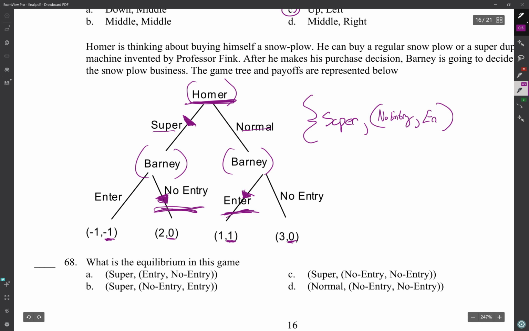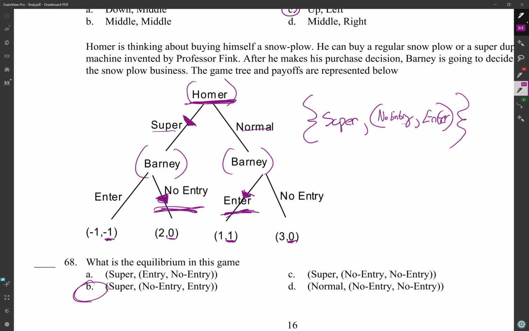and enter. So let's see if we can find an answer that says super, no entry, comma, enter. Super, no entry, that's not right. Super, no entry, entry. So that's going to be our choice here. So that's really it. If you can do any of those things, then that's really all the types of questions we're going to have.